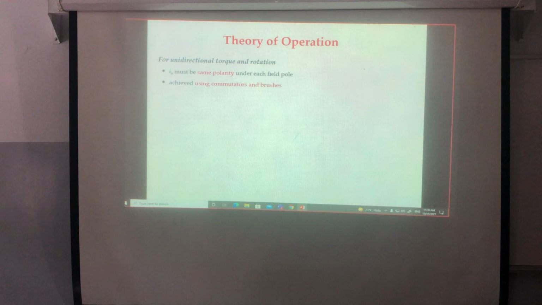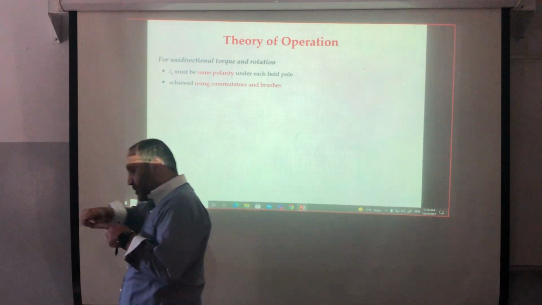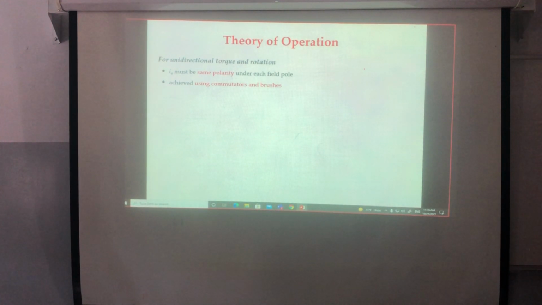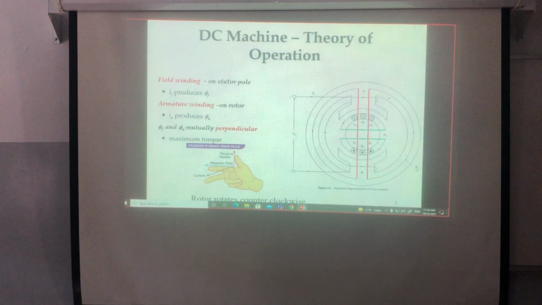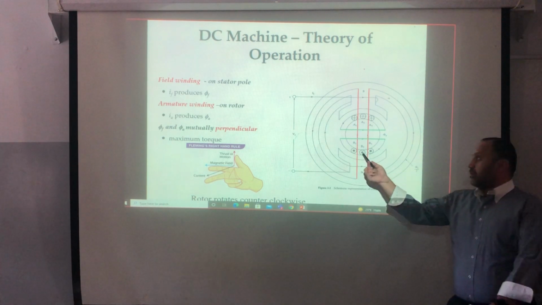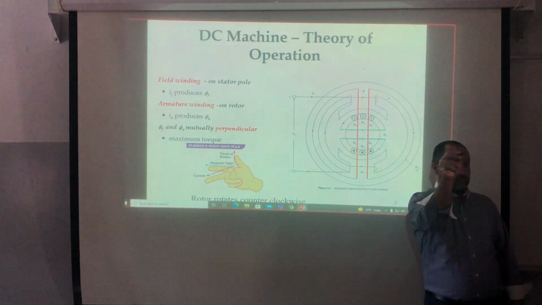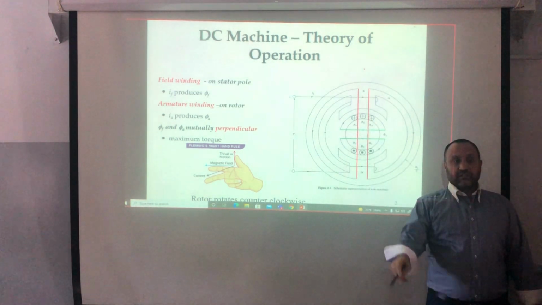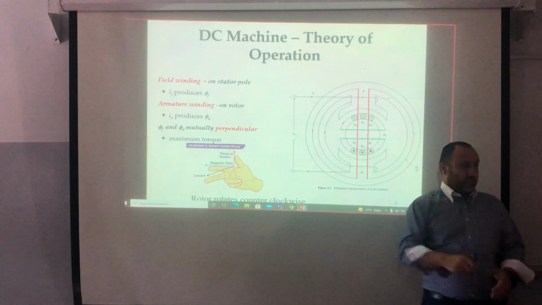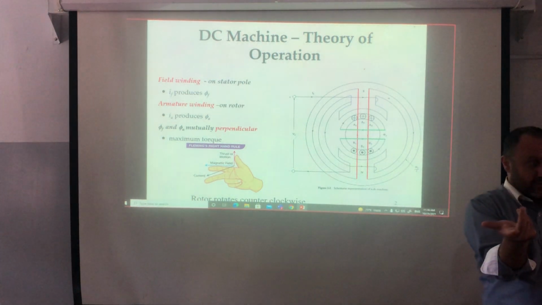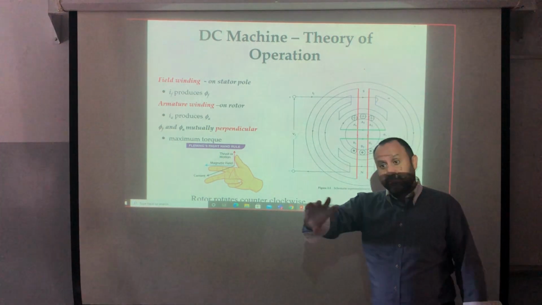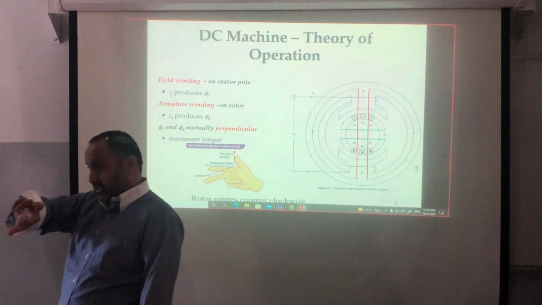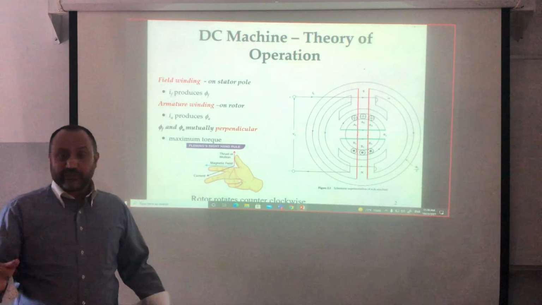In general, I need to maintain the current in the same direction under the same pole. Under the north, all the time the current must be out. Under the south, all the time the current must be in. But you know that the rotor is rotating. I need to maintain the same direction of the current to maintain the same direction of rotation. If I change the direction, the machine will never rotate.